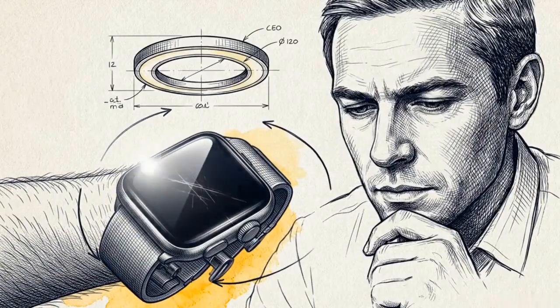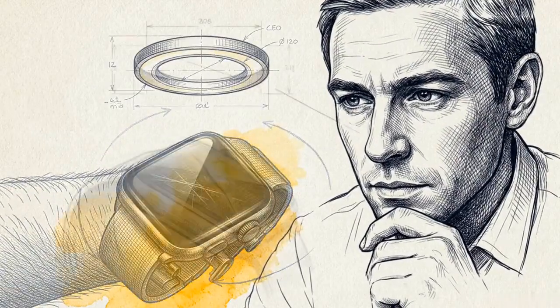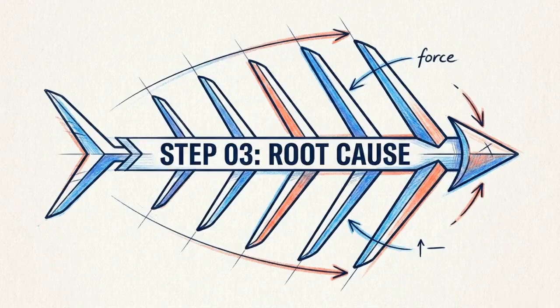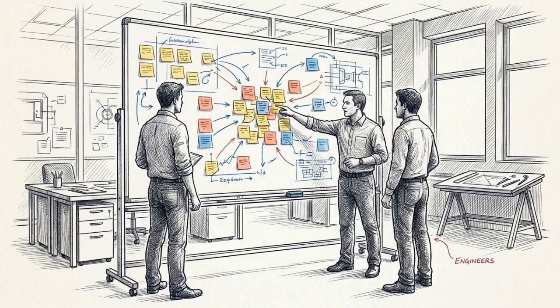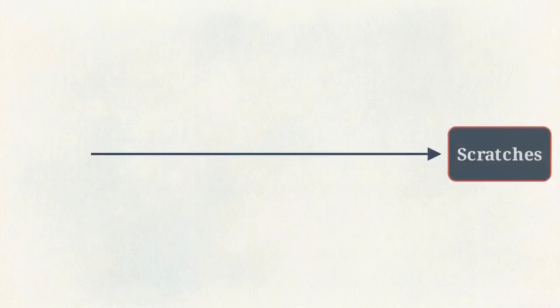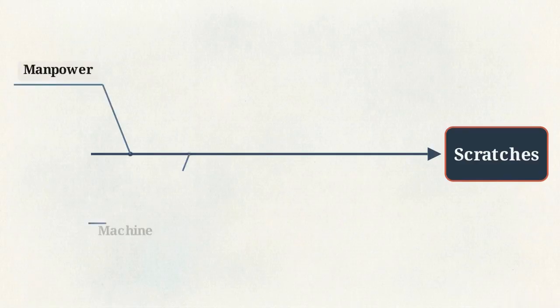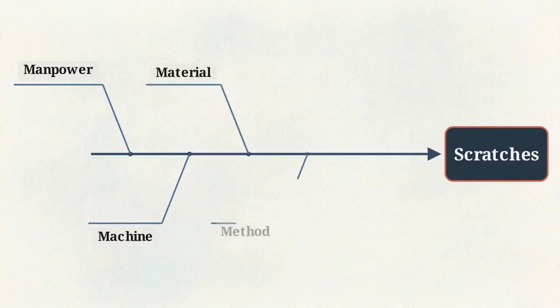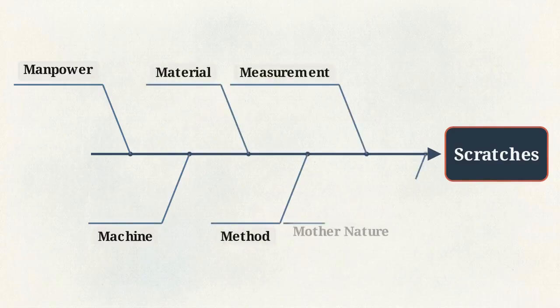Identifying scratches as the main problem is only the beginning. Now we need to understand exactly what is causing them. Tool number 3 is the Fishbone diagram. It helps a team brainstorm by mapping out the potential chain of events leading to a failure, rather than just looking at the final result. We organize our ideas into 6 categories, often called the 6 M's because they each start with that letter. These are manpower, machine, material, method, measurement, and Mother Nature, which covers the environment.